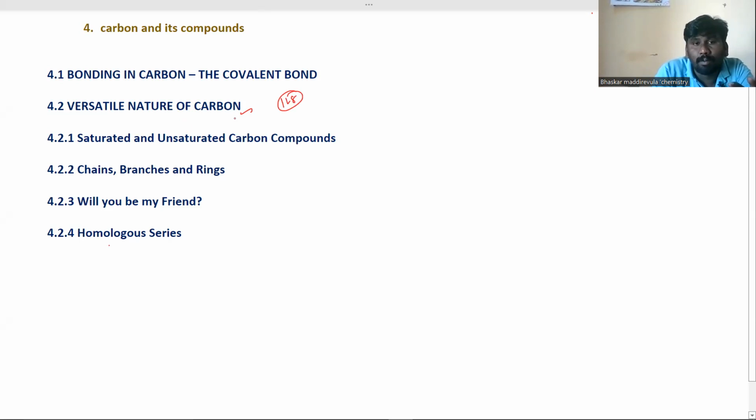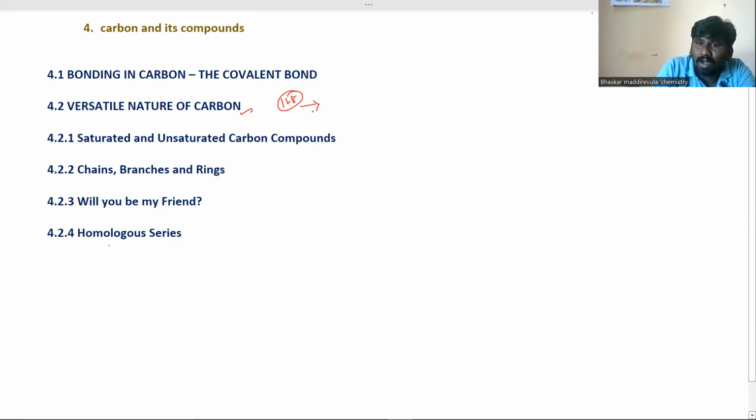Carbon can make n number of compounds, and all of them are very stable. It can give very long chain compounds, branched compounds, and ring type compounds. So carbon has a unique nature when compared to the other elements of the periodic table. First they may ask the question: what is the reason?